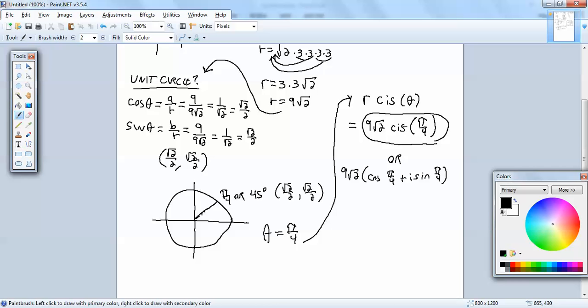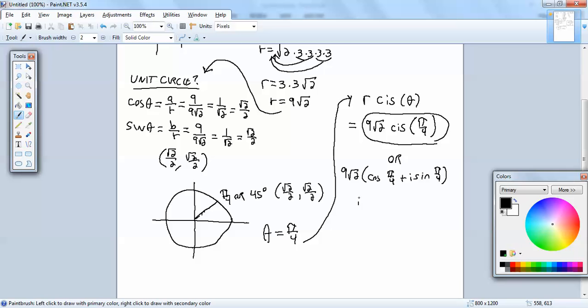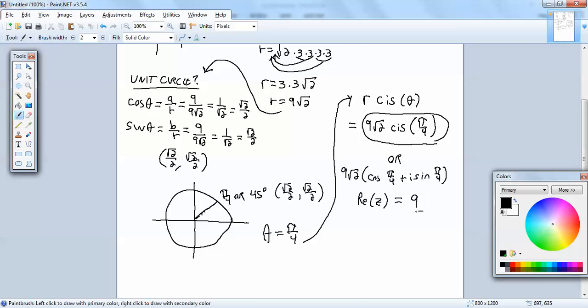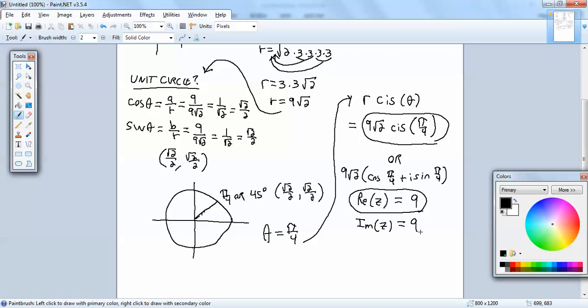Now we also needed the real part of Z. Now this is our real part. And our real part is obviously the 9. Now this next part's our imaginary part, excluding the I. Well, the number that's in front of the I is a 9. So that'd be our imaginary part.